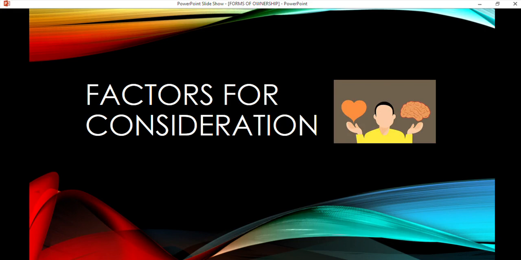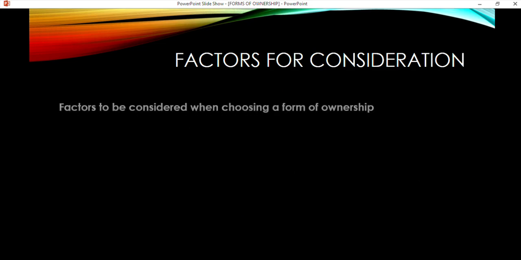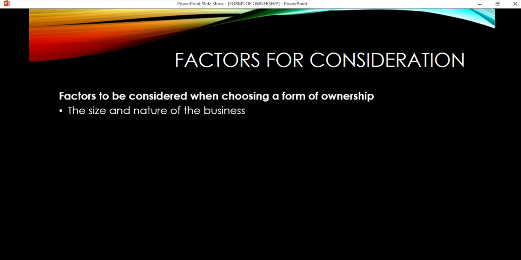So, here we start with the fun stuff. What do you need to consider for a form of ownership? You need to understand the size and nature of the business. If it's going to be a small business, then you don't need to start a public company. Why? It's expensive to start a public or private company. You need to register it. It takes a while to register, and you will probably not need all the benefits. So you can start off small.